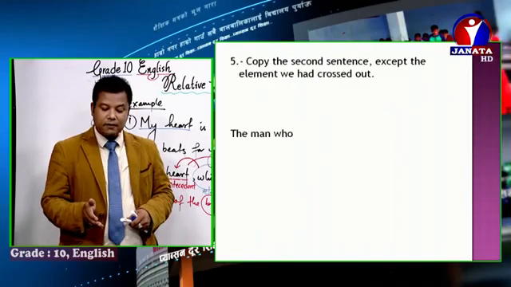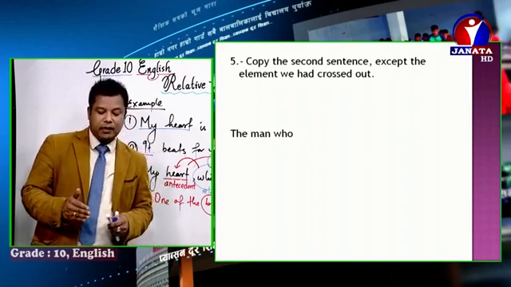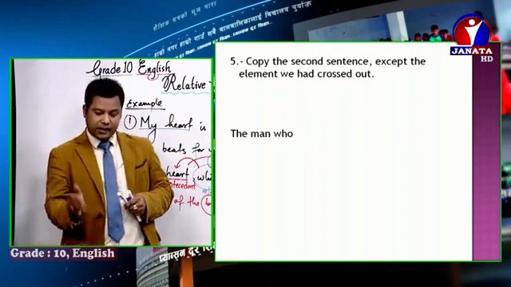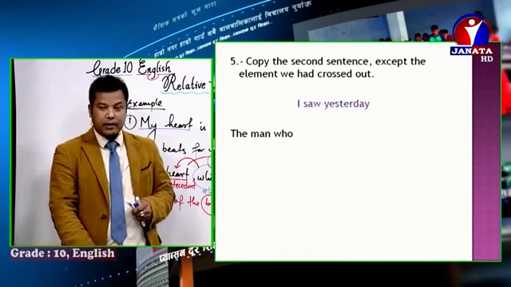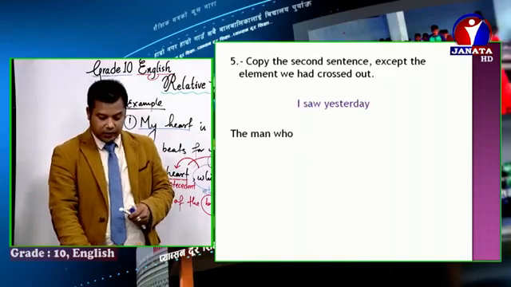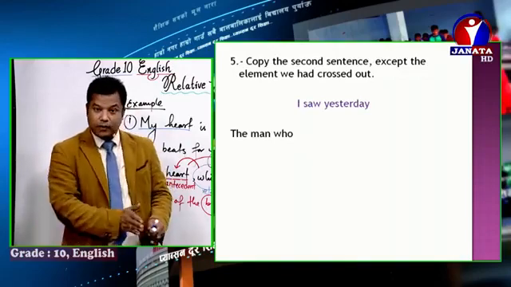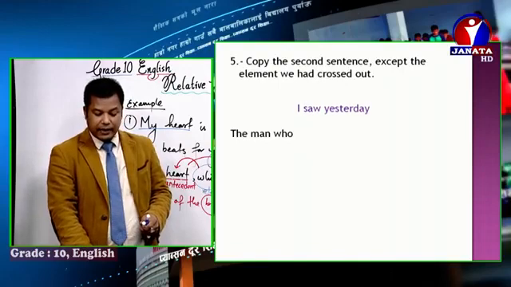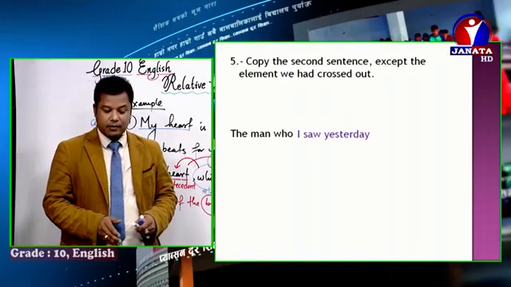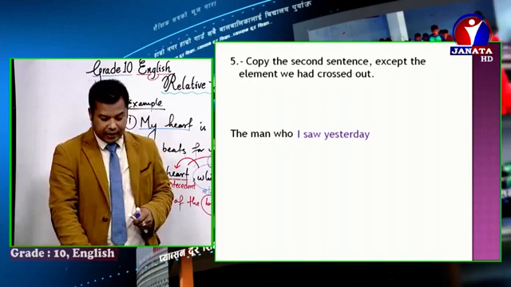Now, step 5, copy the second sentence except the element we had crossed out, because that is a repeated idea. We don't need it, and that is: I saw yesterday. All right, so when you add this right here with the steps explained, that would read something like this: the man who I saw yesterday.